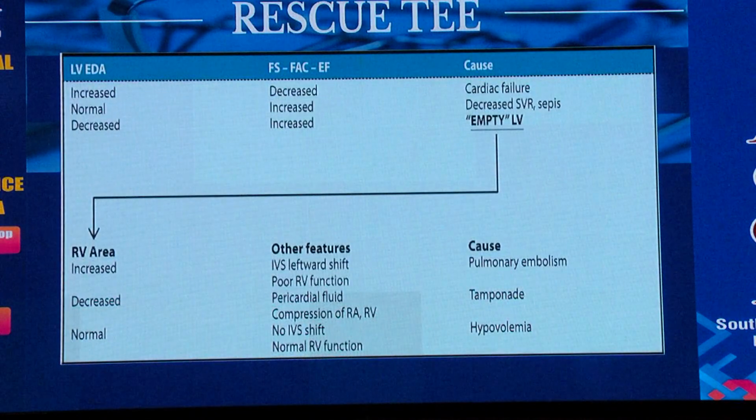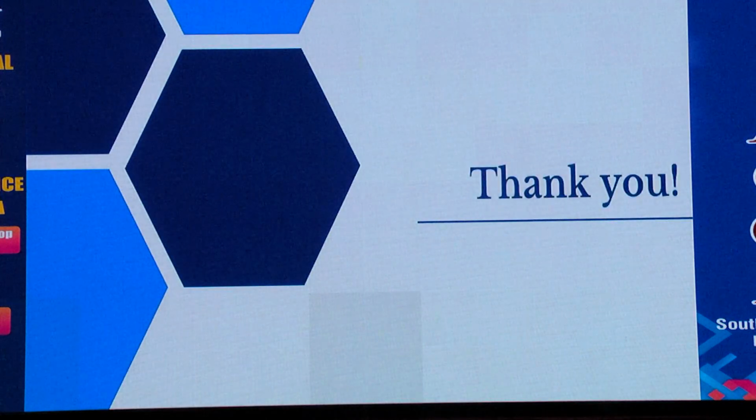Okay, this is the rescue TE protocol: you find whether the LV is empty or good. You see the RV area, whether it's increased or not, then you can diagnose whether it's an embolism, tamponade or hypovolemia. Thank you for the time, thank you for your patient hearing.